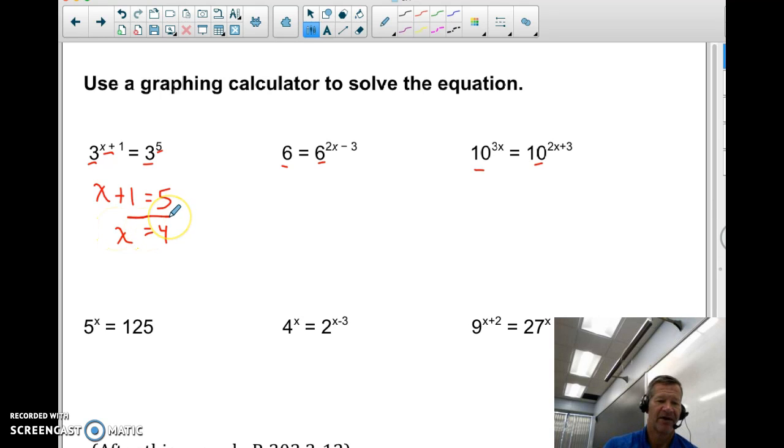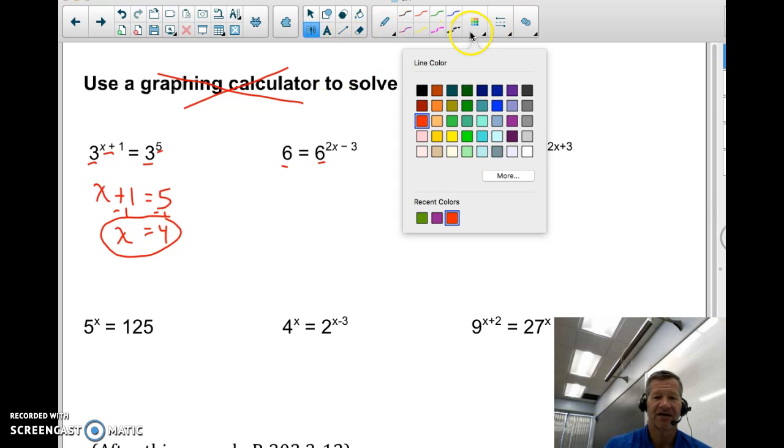And by the way, my directions say use a graphing calculator to solve the equation. I forgot to change my directions in my notes here. The directions are just to solve the equation, okay? So here x has to be 4, because then 4 plus 1 will be 5, and those exponents will be the same. By the way, just went over it quick, but to get x, you're subtracting 1 from each side of the equation. What about this second problem?